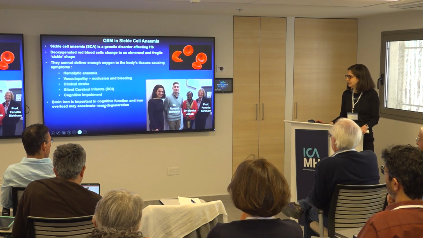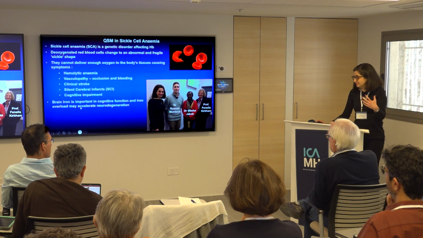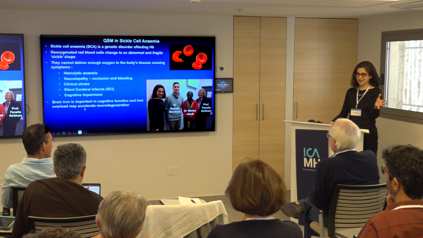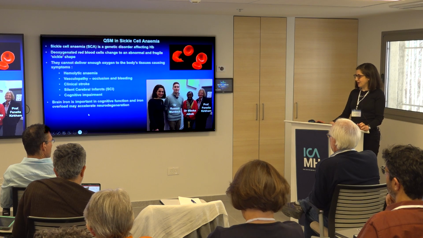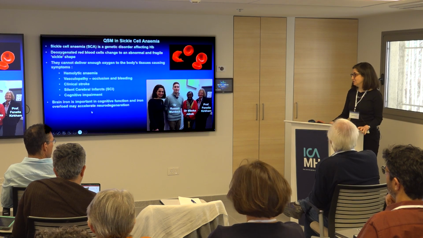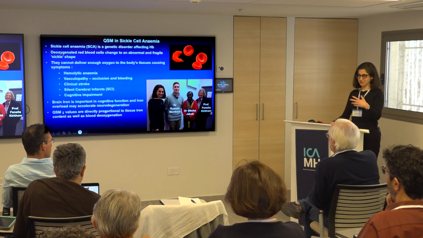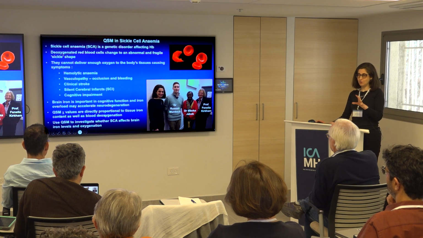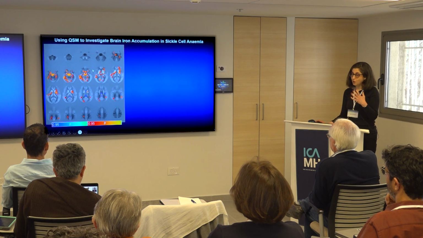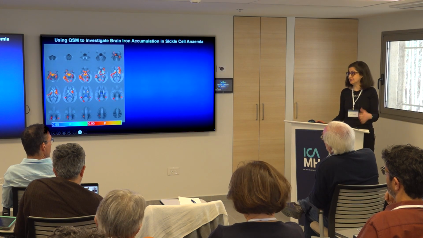And we also know that brain iron is very important in cognition, as we've seen, both at the beginning of life and at the end of life in dementias. And we know that iron overload may also accelerate neurodegeneration. So, because we're using QSM often as a proxy for iron as well as other things, we wanted to use QSM to see what might be going on in the brains of these people with sickle cell anemia. So here's a whole brain analysis, this time not restricted to specific regions, but a voxel-wise analysis.